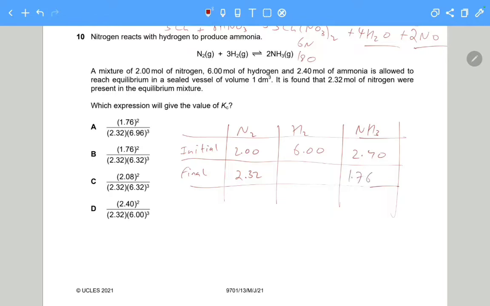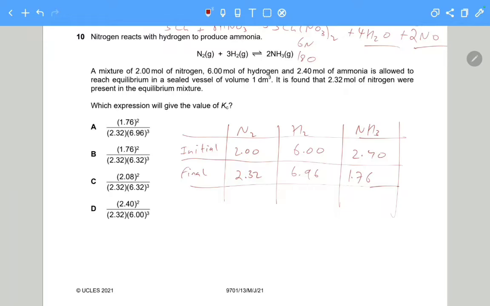And because of the 1:3 ratio of nitrogen to hydrogen, we know that if 0.32 moles of nitrogen were created, then 0.32 times 3, which is 0.96 moles of hydrogen, were also created. So that's 6.96 total hydrogen in the reaction mixture.